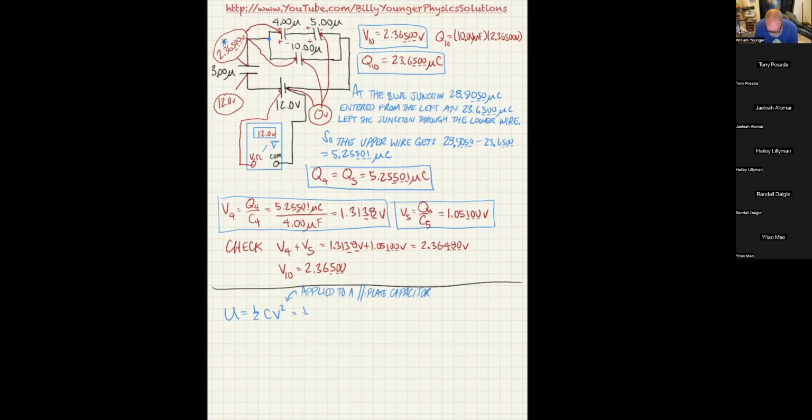We have 1/2, and then the capacitance of a parallel plate capacitor is epsilon 0 A over D. And then the voltage, of course, is the electric field times the D. So I'm going to say E squared D squared, because the V had to be squared. Does everybody follow that? Anybody have any questions?